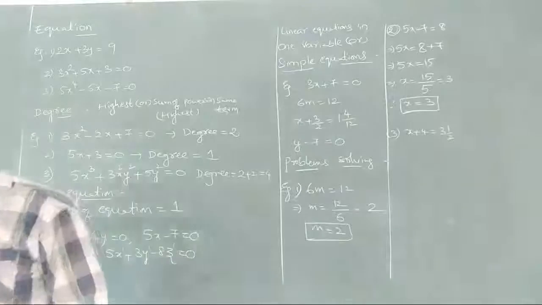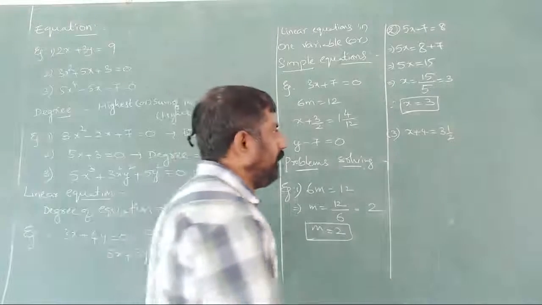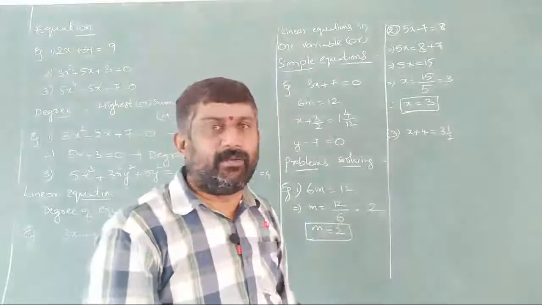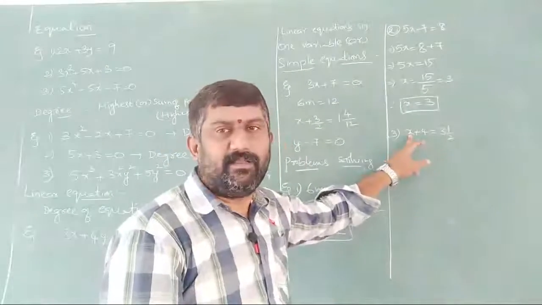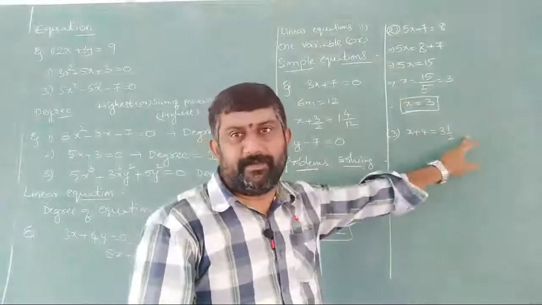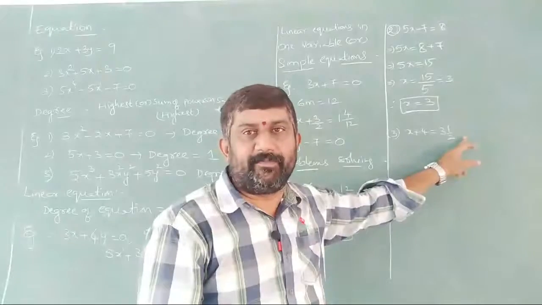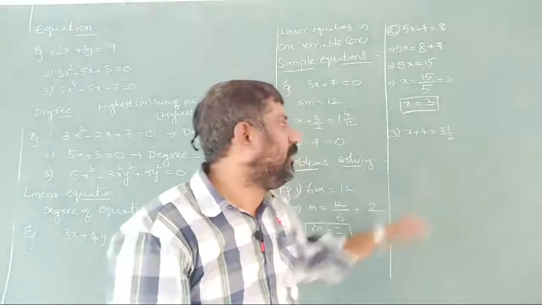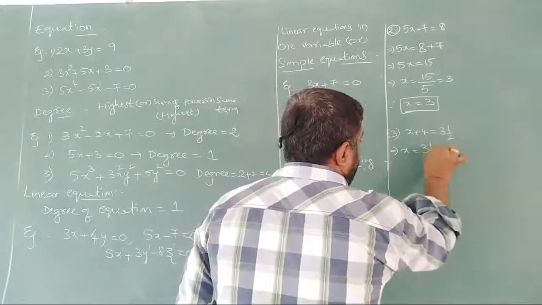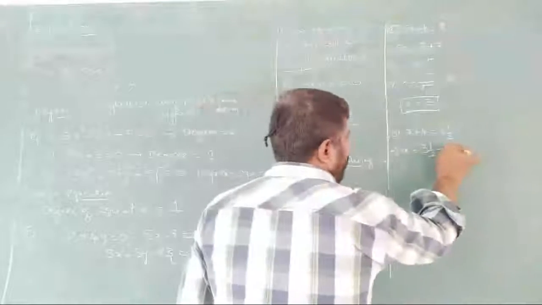x plus 4 is equal to 3 1 by 2. x plus 4 is equal to 3 1 by 2. I need the value of x here. Simple as previous. Send this plus 4 to the right side. Plus 4 is an addition operation. Sending to the right side, it becomes a subtraction operation. So we will get x is equal to 3 1 by 2 minus 4.